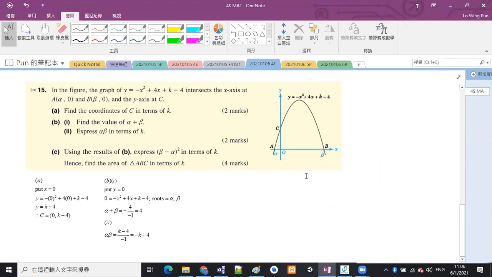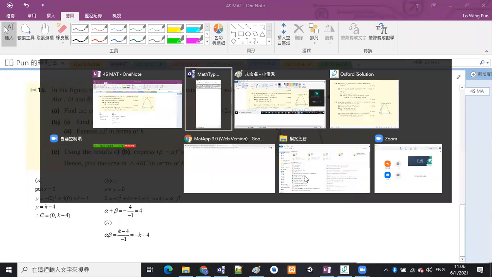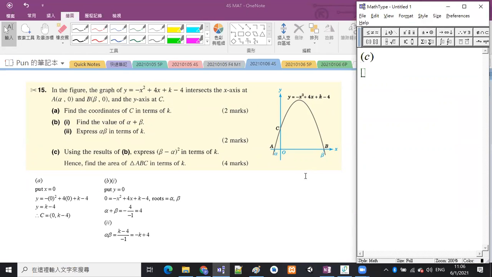And then part C, using the result of part B, express (beta minus alpha) squared in terms of k. Hence, find the area of triangle ABC in terms of k. This is a bit non-standard, but let's just do it. They ask you to express (beta minus alpha) squared in terms of k, so the answer is allowed to have k. You can expand the bracket: beta squared minus 2 alpha beta plus alpha squared.